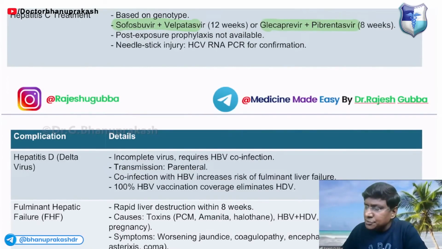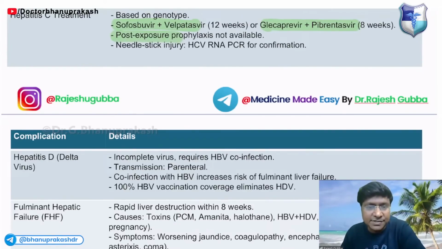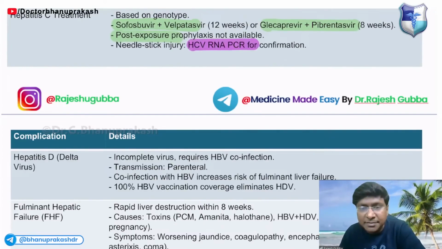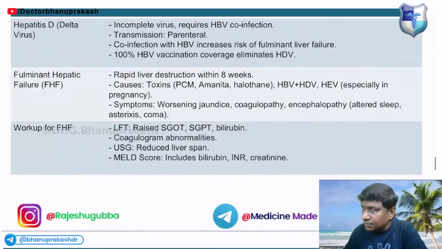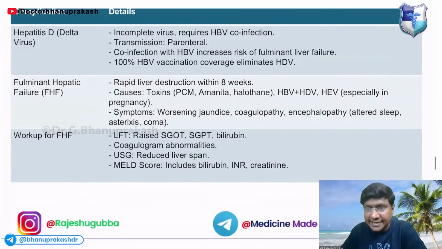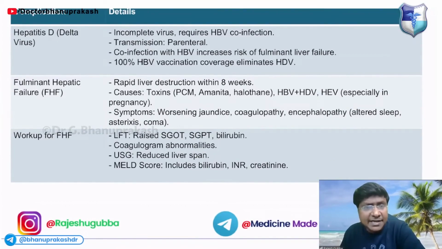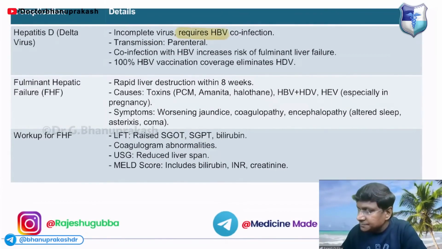And is there any post-exposure prophylaxis for hepatitis C? No. For hepatitis B, you have the post-exposure prophylaxis. Then how will you confirm hepatitis C after a needle prick injury? It is confirmed by HCV RNA PCR. That is for hepatitis C. Now, we were discussing hepatitis D. So hepatitis D, I told you, is always an incomplete virus and it always requires the company of hepatitis B, right?